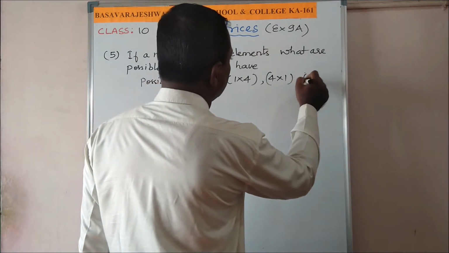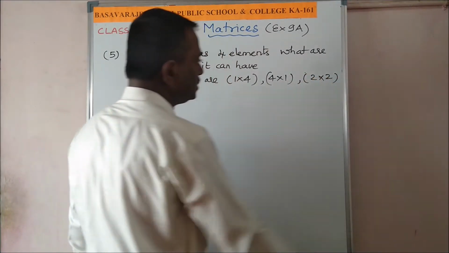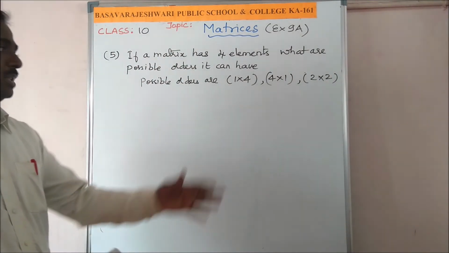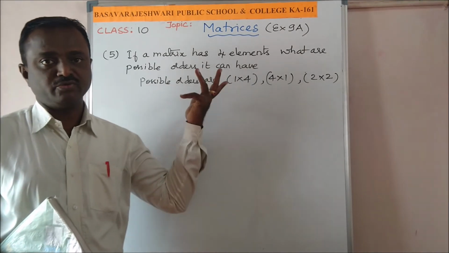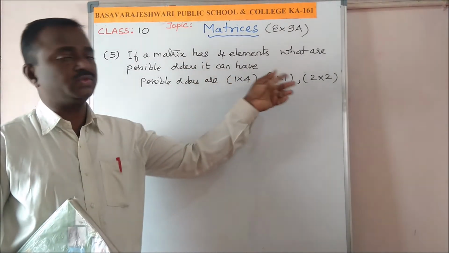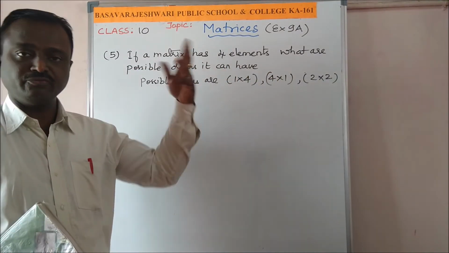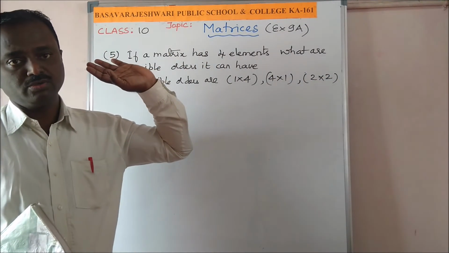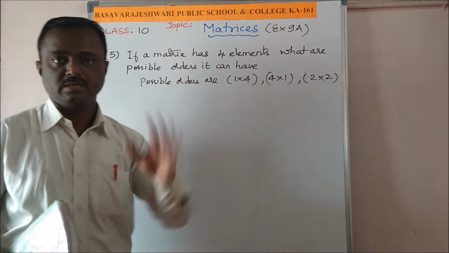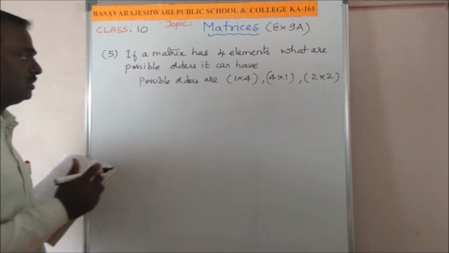Or we can take 2 into 2 also, 2 rows, 2 columns. So these are the possible orders we can take. 1 row, 4 columns we can take because 1 into 4 is 4. Or 4 rows, 1 column. Or 2 rows, 2 columns, 2 into 2 is 4. Any of these 3 orders.